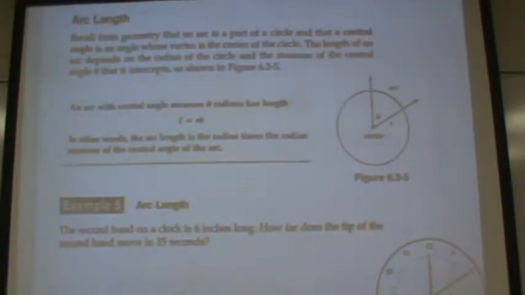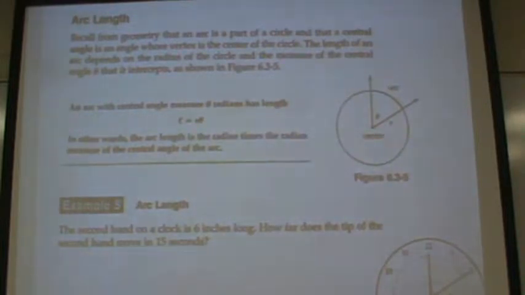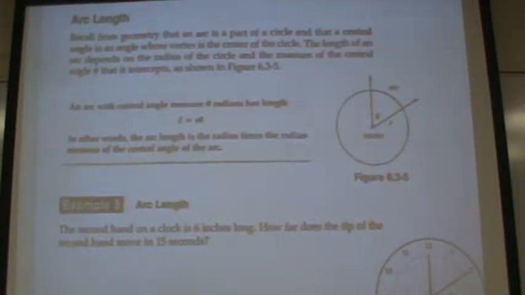So this is a continuation of 6.3. Basically, we're going to be talking about arc length. From geometry, we need to remember that an arc was a part of a circle, and that a central angle is an angle where the vertex is the center of the circle. So the length of an arc depends on the radius of the circle and the measure of the central angle, which we're going to call theta.